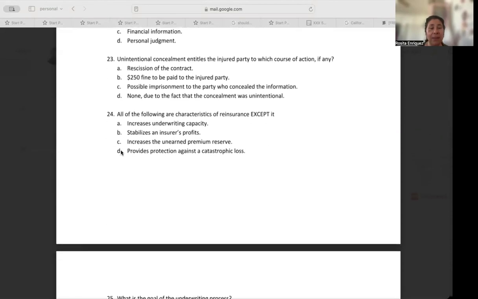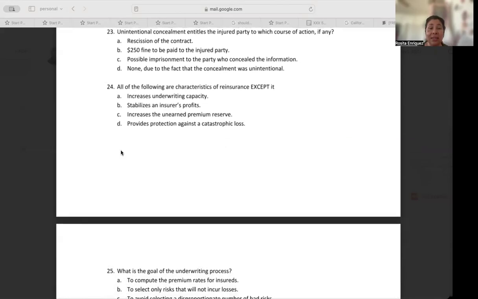Okay, number 23. Unintentional concealment entitles the injured party to which course of action? That will be the rescission, right? Yeah, rescission of the contract. So, yeah. This is the answer, number 8.